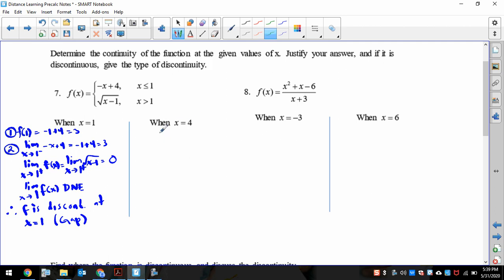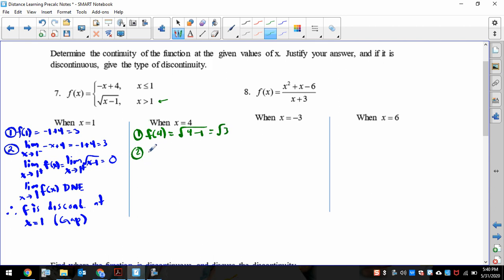Okay, let's try at 4 here. So notice at x equal 1, that's where the rule changes. So there is a greater risk of discontinuity at the rule change. So here at x equal 4, I expect, or at least I hope, this is going to be continuous. So let's check. F of 4. 4 is greater than 1, so it gets sent to this one. That's square root of 4 minus 1, or the square root of 3.